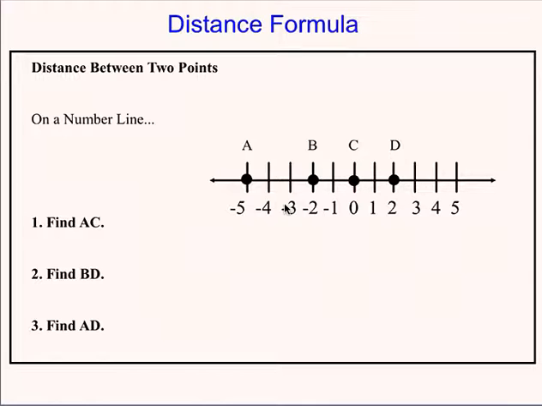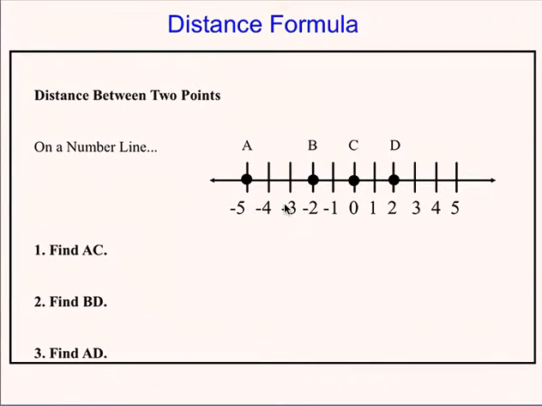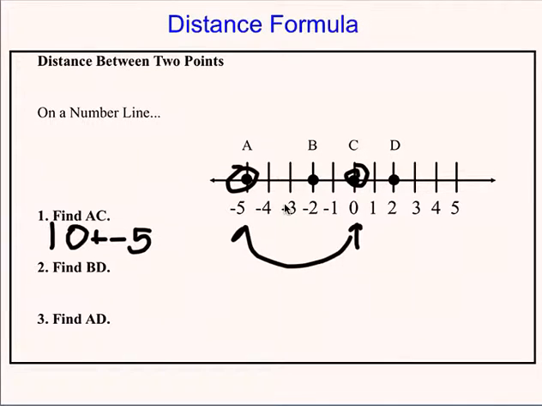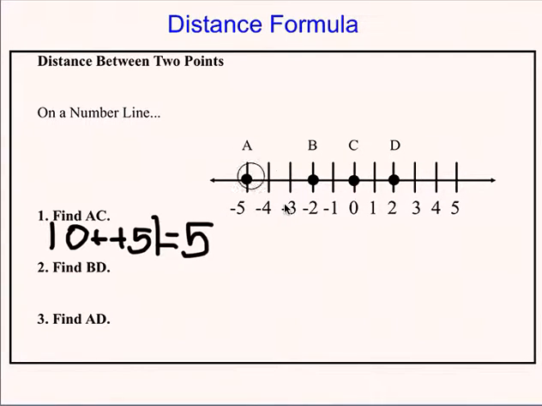So to find the distance on a number line, you're just going to subtract. Okay, so what I'm going to do is take what's on the farthest right, which is C, so that's 0, and I'm going to subtract what's on the farthest left, which here is A. Now here I'm subtracting a negative, so that's going to become plus a positive. So it's going to be the absolute value of 0 plus 5, which is just going to be 5. Remember the absolute value takes any number and makes it positive.